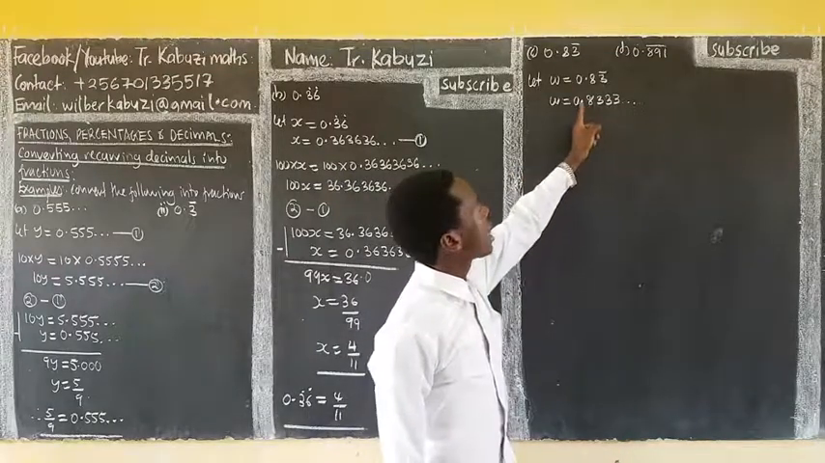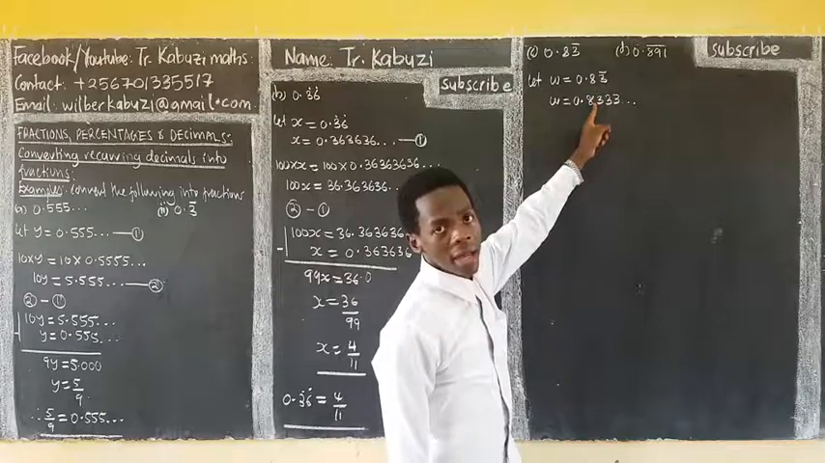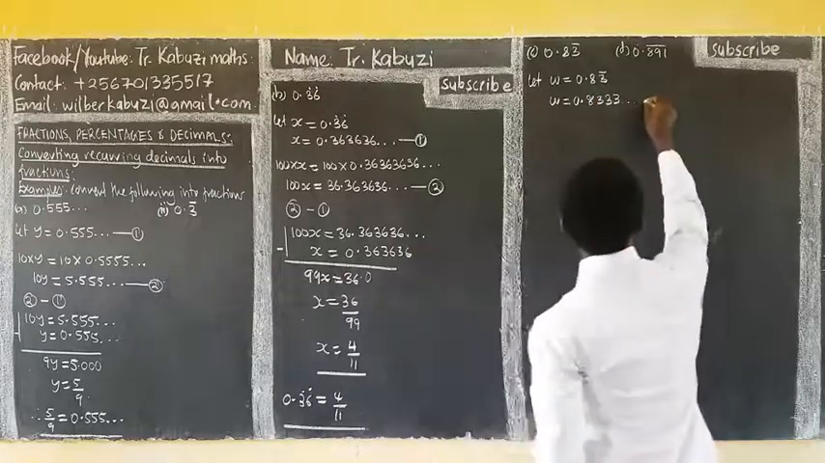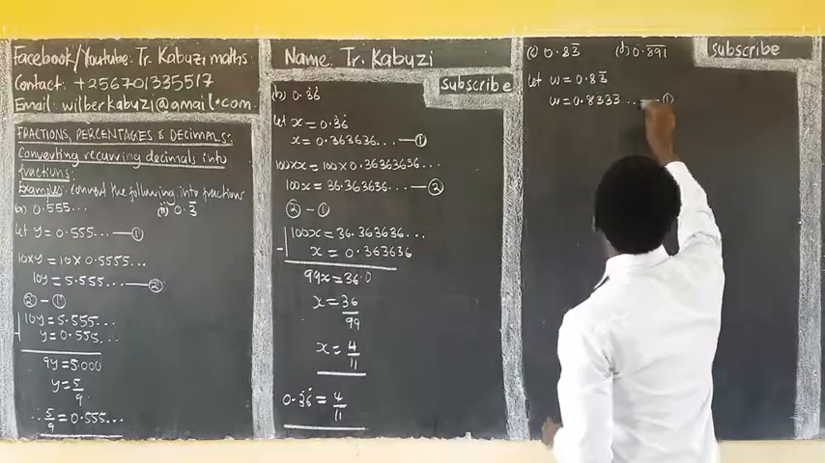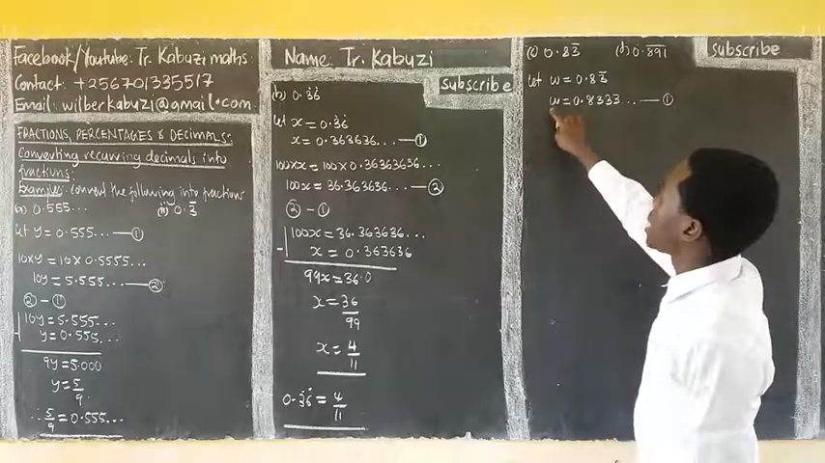But now here, our task is that the only thing recurring is 3. So now we first take our decimal point here. So I call this equation 1. So it means that in equation 1, I'm going to multiply by 10 both sides.